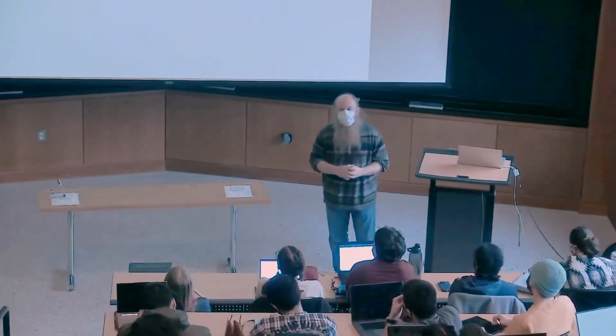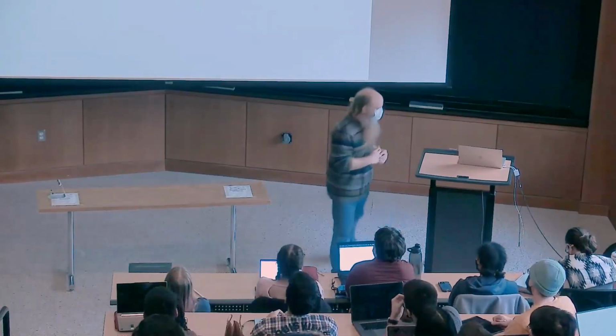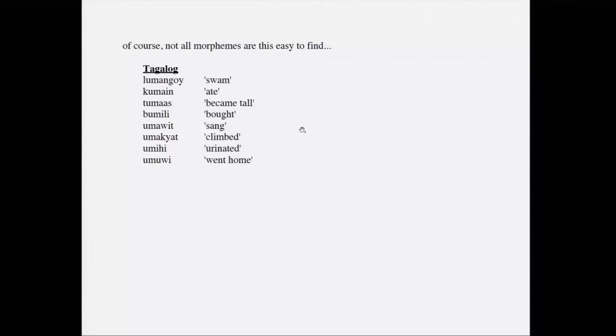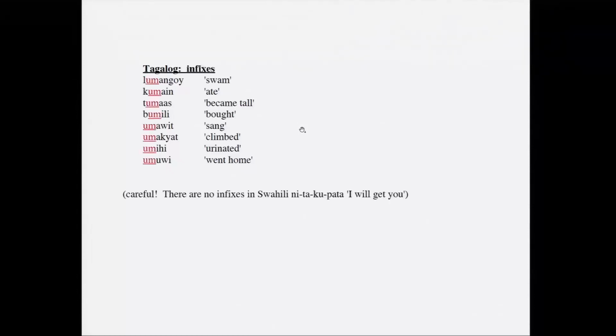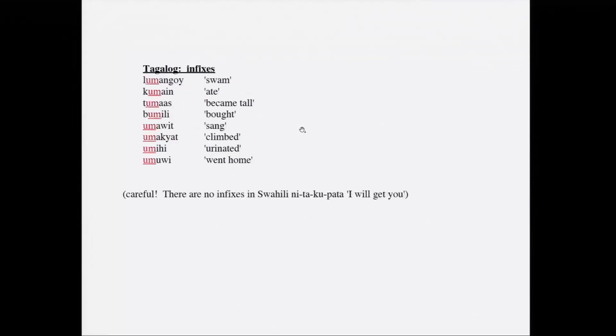Here we've got a bunch of Tagalog words. They're all in the past tense. They all contain a past tense morpheme. What's the past tense morpheme? Yes, that's right. So you see it. I think I highlighted it on the next slide. I hope I was smart enough to do that. Yes, there we go. So Tagalog has infixes.